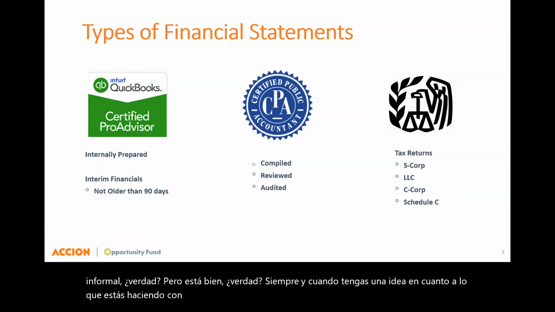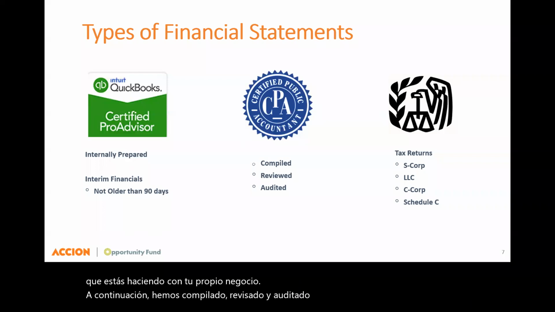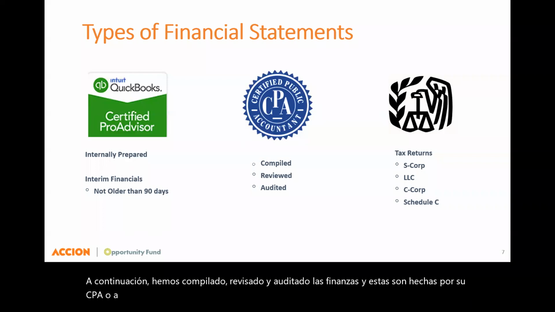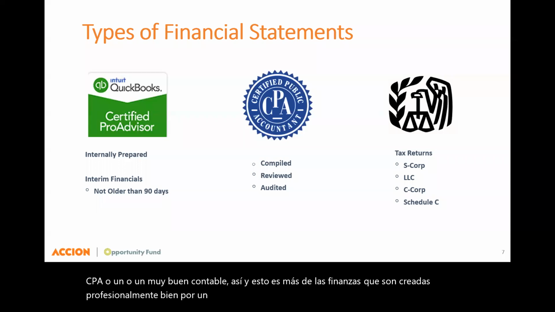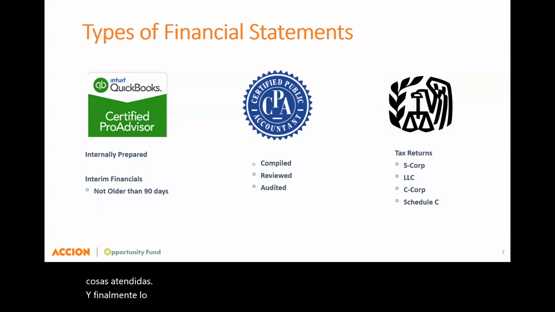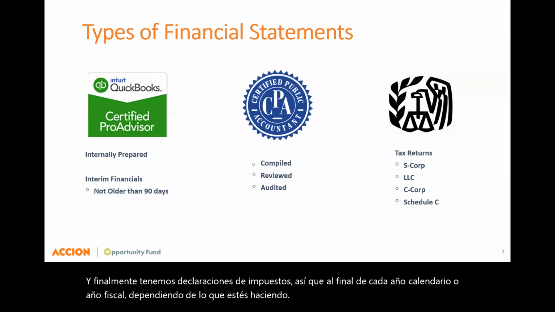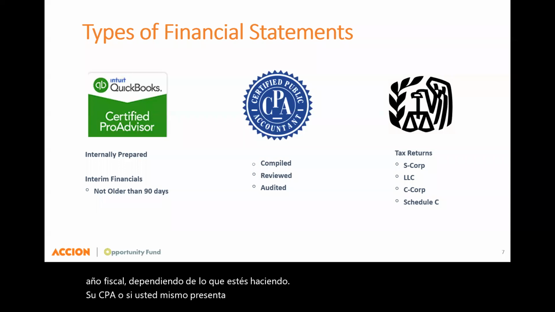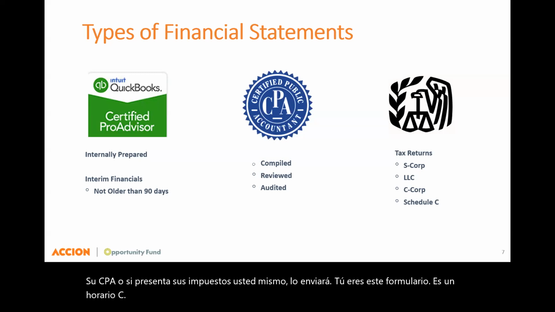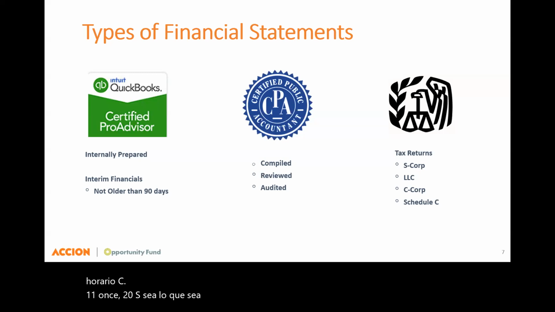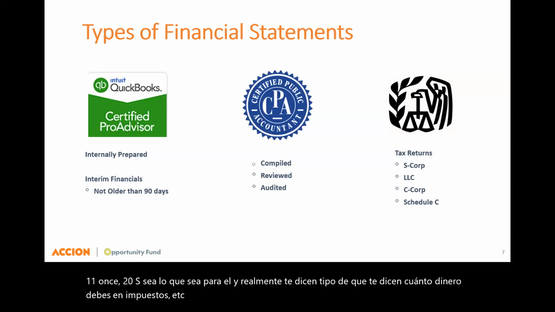Next, we have compiled, reviewed, and audited financials, and these are done by your CPA or a really good bookkeeper as well. And these are financials that are created professionally, right? By a professional who you pay and you get these things taken care of. And finally, we have tax returns. So at the end of every calendar year or fiscal year, depending on what you're on, your CPA, or you if you file your taxes yourself, will submit this form. It's either a Schedule C, an 1120S, whatever it may be, to the IRS, and they tell you how much money you owe in taxes, etc. And lenders use all these three things, and investors use all these three things to really gauge the health of your business.